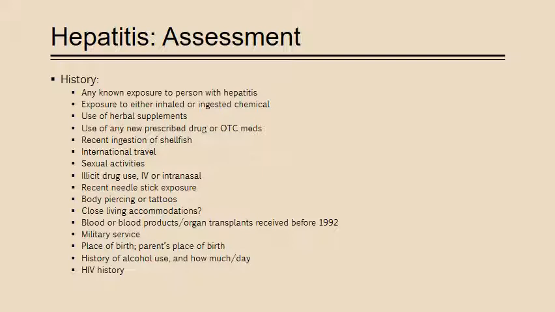What is their sexual orientation? And, well, I'm going to move on. Illicit drug use, IV or intranasal, recent needle stick exposure, tattoos or body piercings. Do they have close living accommodations? Have they ever received blood or blood products or an organ transplant prior to 1992? Were they in the military? Did they do military service?